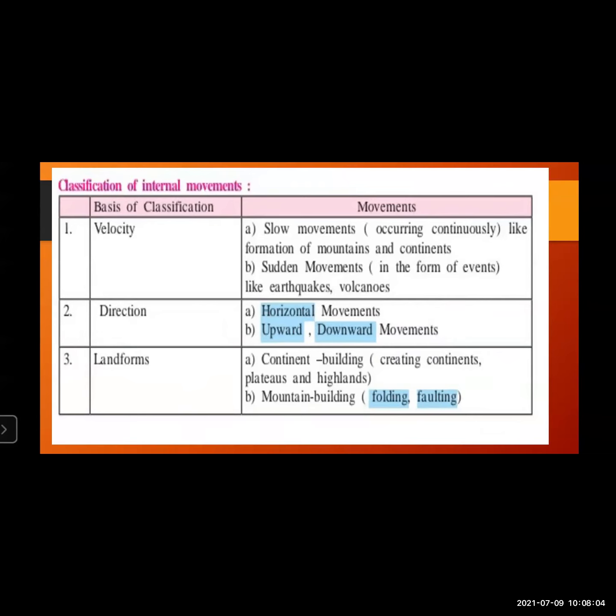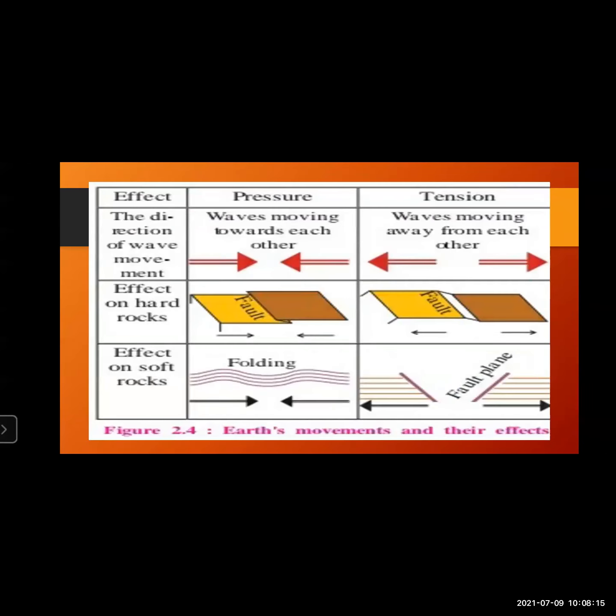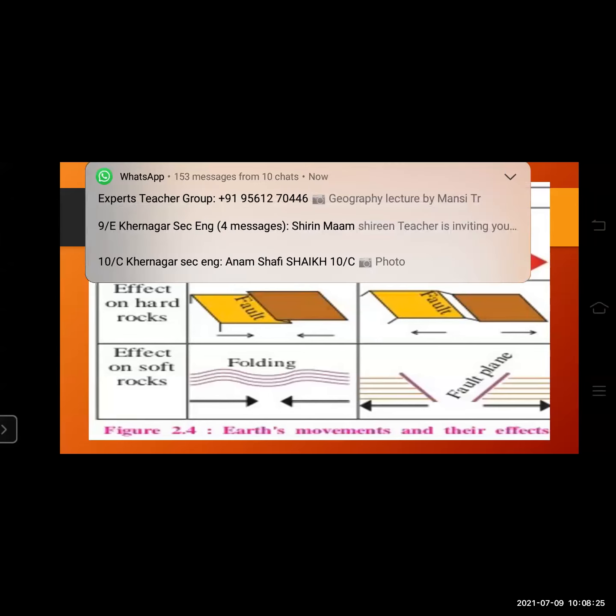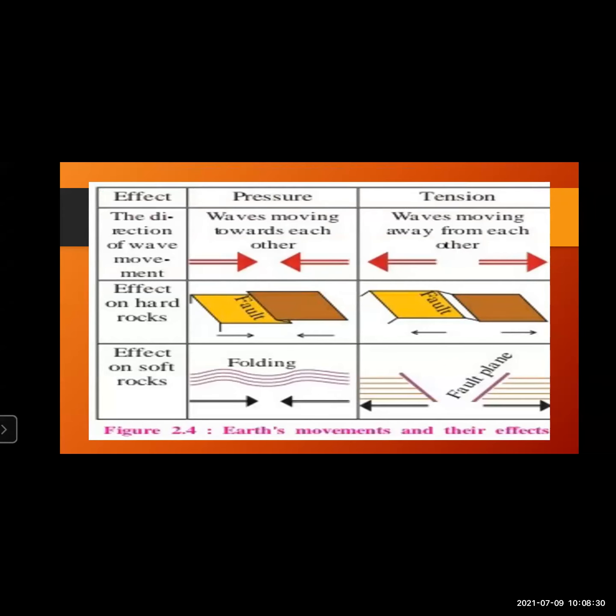First, we are going to see what slow movement is. Let's go to it. So, what is the effect of the slow movement? It can be seen in the formation of different landforms. Actually, it is a change caused by the slow movement, the formation of landforms such as mountains and continents on the earth's crust.